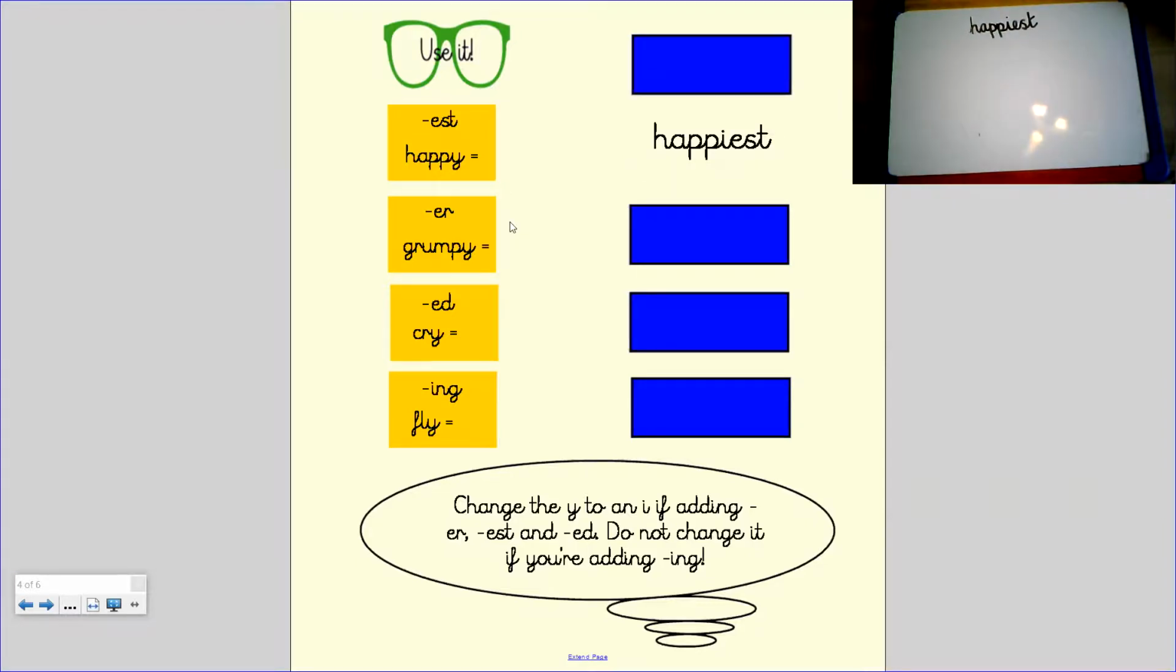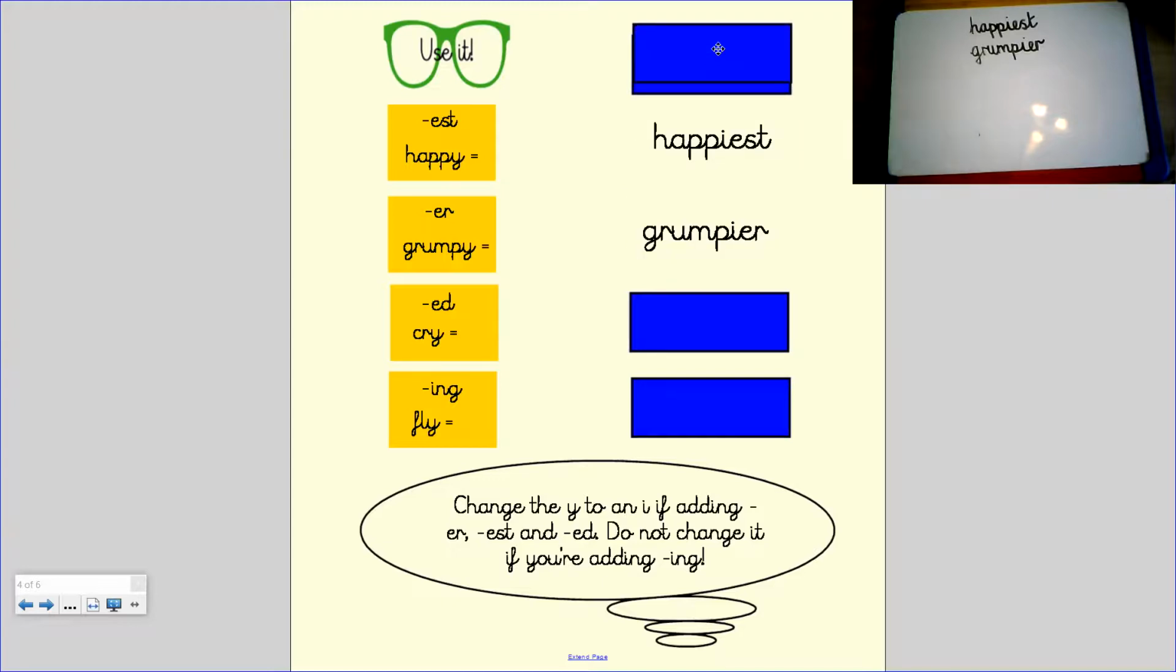Next one, grumpier. I'm adding the suffix er, so I must change that y to an I. Stop at that y, change it to an I, and then add your suffix, grumpier. Who is grumpier? Mr. Martin or Mr. Jones? What do you think?